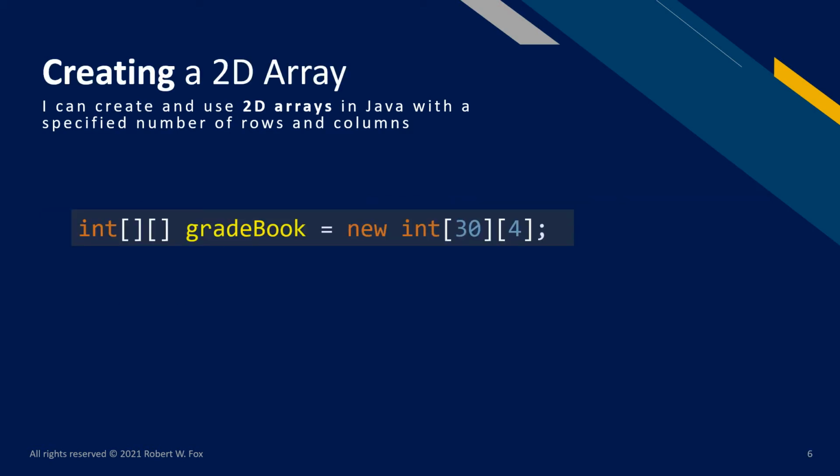This code that you see on the screen is exactly what I would need to make an array so that I could store all the grades for my students in one variable called gradebook. You'll notice on the left side that I have 2 sets of brackets, one bracket for each dimension of the array. And then on the right side, I also have 2 sets of brackets. The first one specifies how many rows I want in my array, and I want 30 rows to represent the 30 students. And then the second number, the second dimension, represents the number of columns, or in this case, I'm saying I want each of my 30 students to have 4 grades.